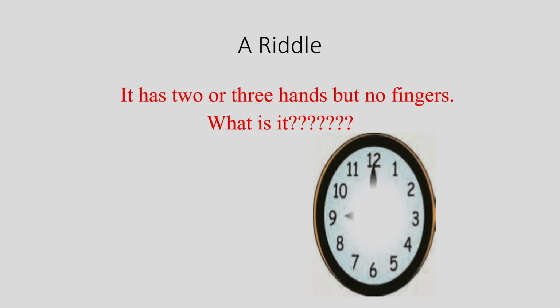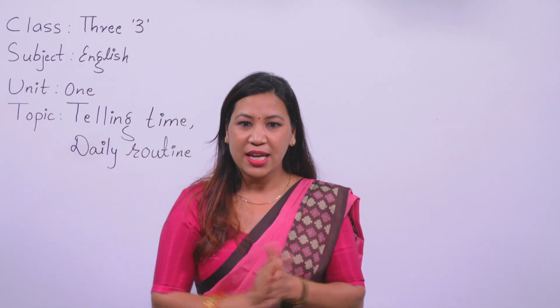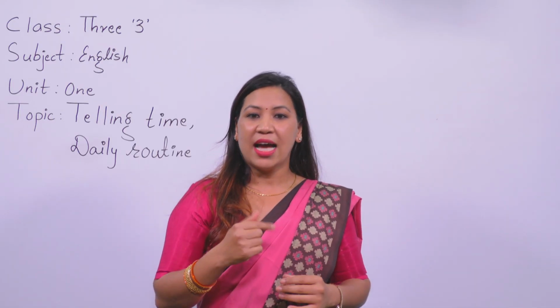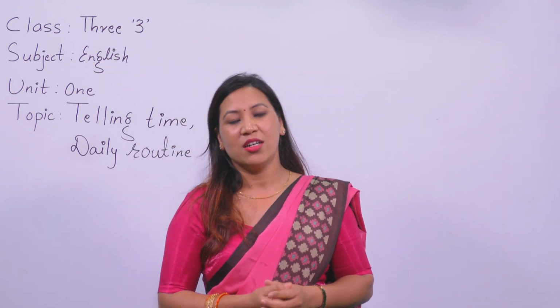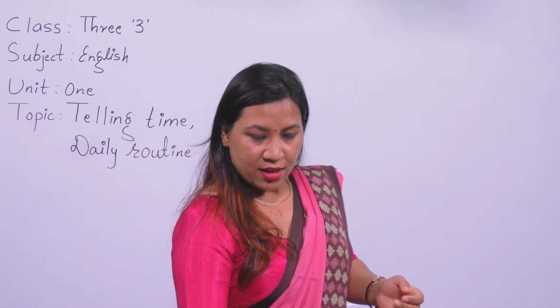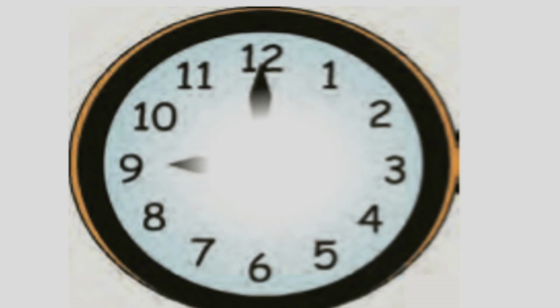Okay, it is a clock. Those who gave the right answer, clap for them, and those who could not give the right answer, don't worry, it's okay. Now you came to know it has 2 or 3 hands but no fingers, that is a clock. Okay? So, now we enter our topic, time.